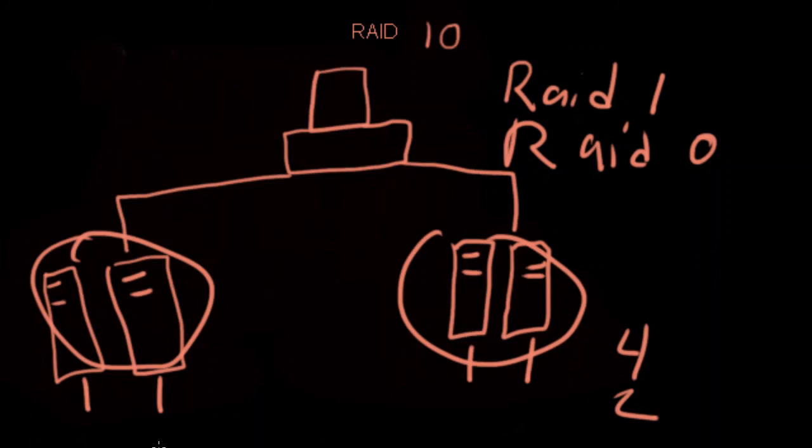So in review, we have RAID 0, which is just striping, RAID 1, which is basically mirroring, RAID 5 is striping with parity, and RAID 10 is combining RAID 0 and RAID 1 for mirroring and striping. There are other configurations for RAID, but I won't be going over those in this video.